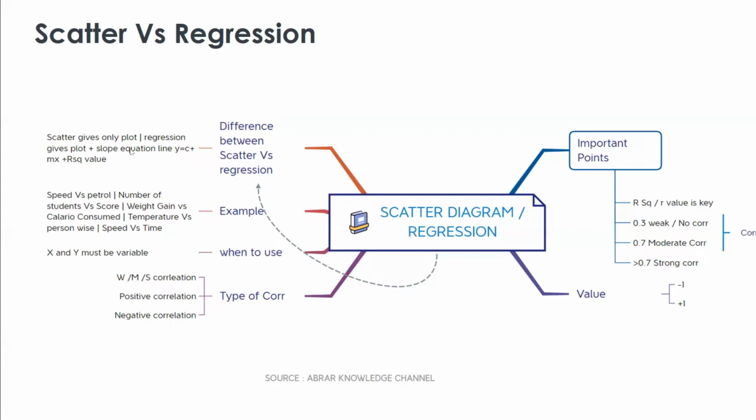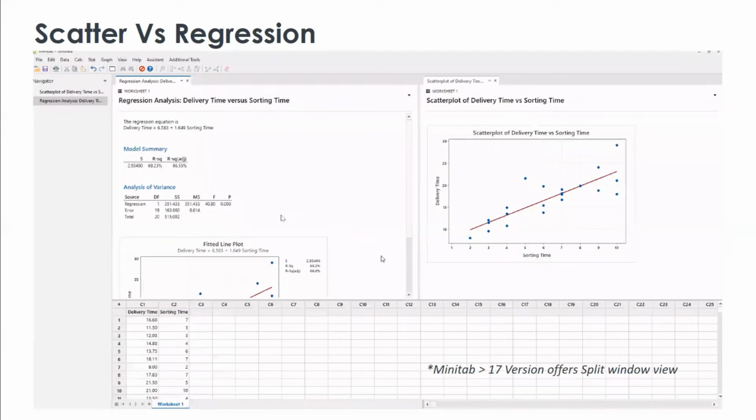The key difference is that scatter gives only the plot, while regression gives the plot plus the slope equation. That is something you might have heard: y equals mx plus c. In the Minitab format, it is c plus mx. It also gives the R square value. So this is the scatter on the right side, and in the split window it has been done in Minitab. It gives only the scatter, and when you run a regression, it gives additional information.